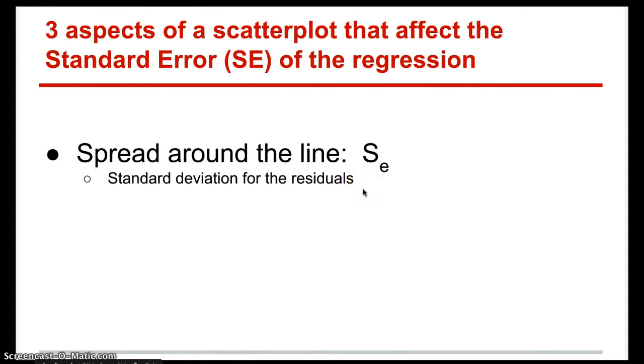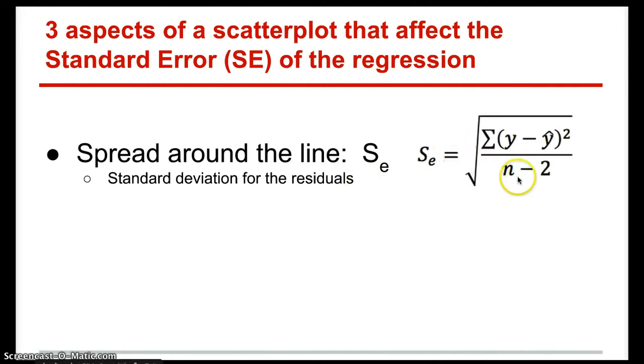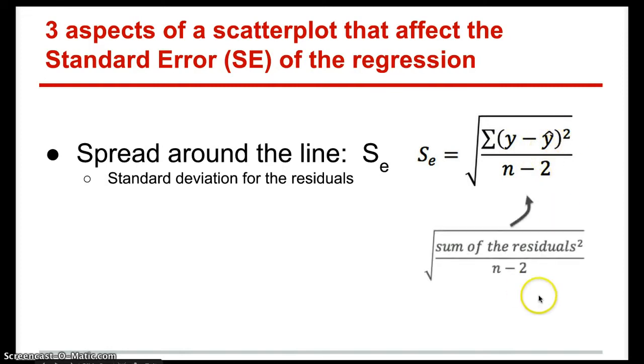The farther things are from the line, the larger the standard deviation is going to be. This is the equation if you needed to see it: the sum of the residuals after being squared, over n minus 2. If you have to do this by hand because you don't have a printout, you do the residuals squared, add them up, divide by n minus 2, and then take the square root.